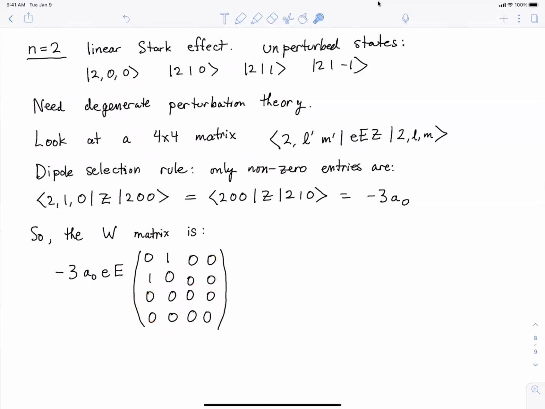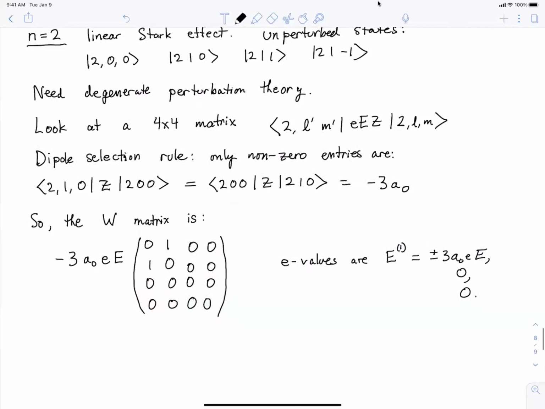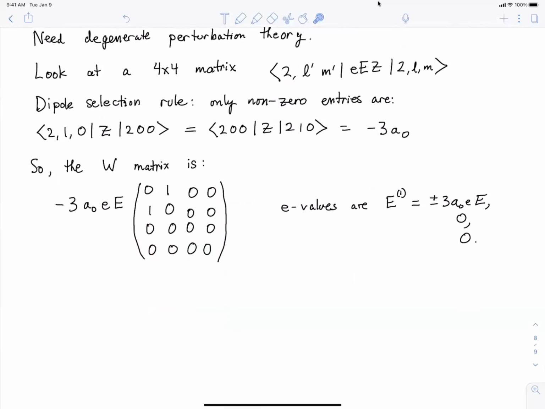Okay, so the first thing we're supposed to do is compute the eigenvalues of this matrix. So the eigenvalues are the first order corrections to the energy. Okay, and so they are plus or minus 3 Bohr radius little e times big E. That's 2 of them. And then there's another one that's 0, and there's another one that's 0. Okay, and so at first order in perturbation theory, we found a non-zero effect. And so that's why it's the linear Stark effect. It's first order in perturbation theory.